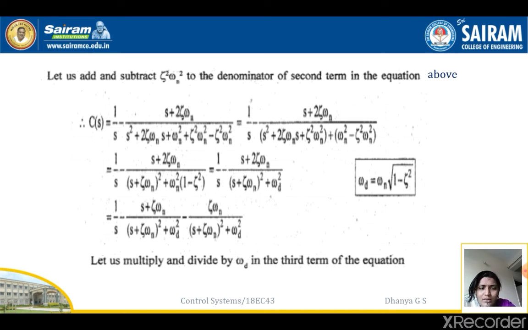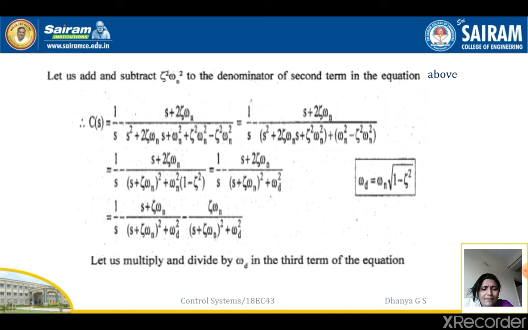Then you have to arrange the equation in such a way that we include the omega d, as we know omega d is omega n into root of 1 minus zeta square. So once you substitute all those things, you can see the equation over here: 1 by s minus (s plus 2 zeta omega n) divided by ((s plus zeta omega n) square plus omega n square into 1 minus zeta square). You know that omega n square into 1 minus zeta square is omega d square. So you have simplified and written it as 1 by s minus (s plus 2 zeta omega n) divided by ((s plus zeta omega n) square plus omega d square).